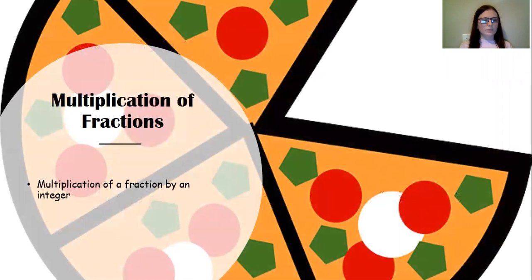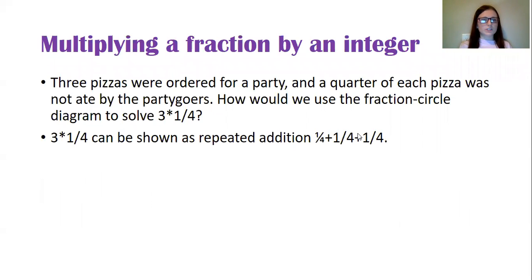So we are going to talk about multiplication of a fraction by an integer today and multiplication of an integer by a fraction. So first we are going to talk about the multiplication of a fraction by an integer. 3 pizzas were ordered for a party and a quarter of each pizza was not eaten by the partygoers. How would we use the fraction circle diagram to solve 3 times 1/4? 3 times 1/4 can be shown as repeated addition, 1/4 plus 1/4 plus 1/4.